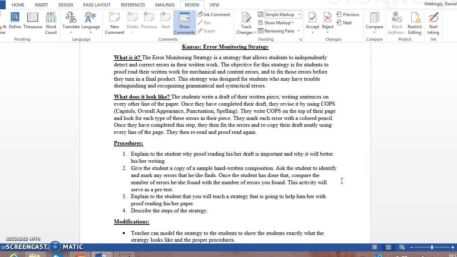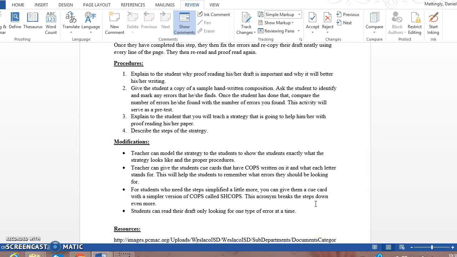And then once the student is done finding those errors, you'll compare the number of errors that he or she found with the number of errors that you found. You're then going to show the difference to the student so that they can see if there's any errors that they have missed. So, like I said, this activity will serve as a pretest. And then once the student has completed this activity, you'll explain to the student that you're going to teach them a strategy that is going to help him or her with proofreading their paper. And then you'll go on to describe the steps of the strategy, which are the steps right here in the what does it look like part.